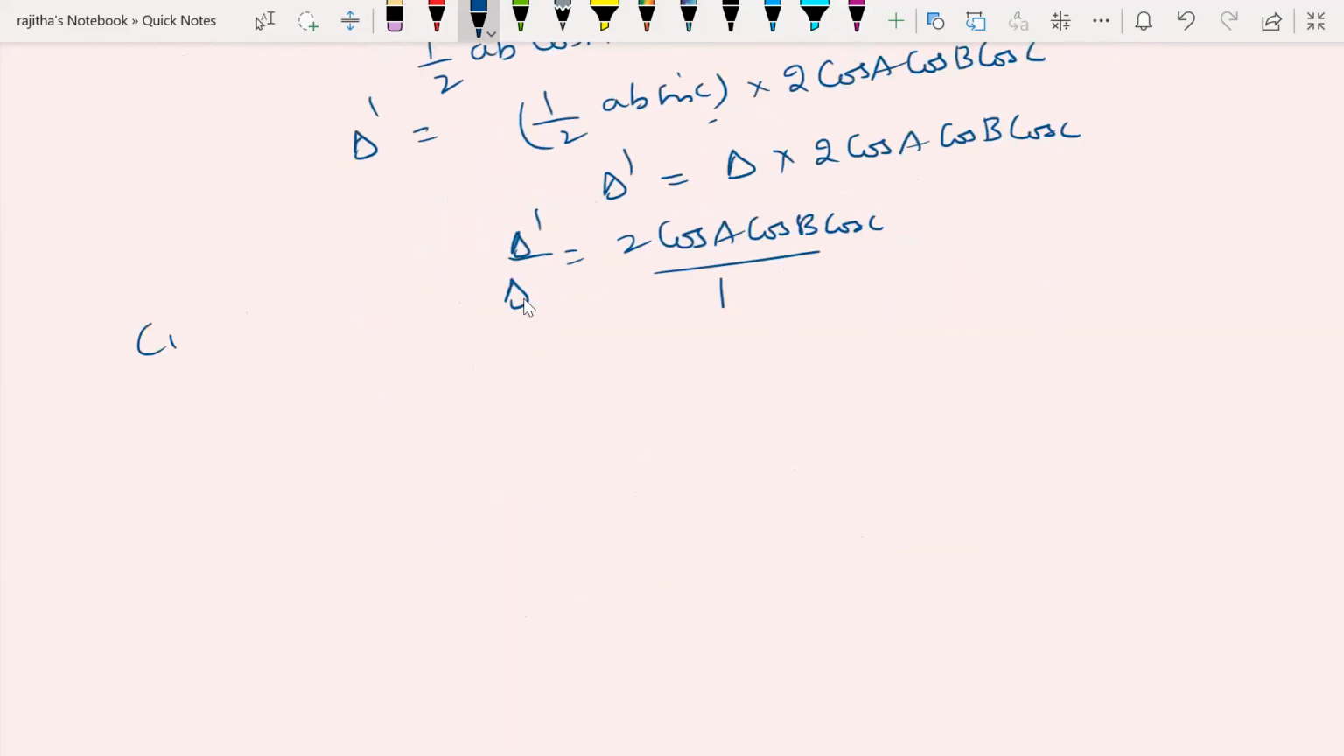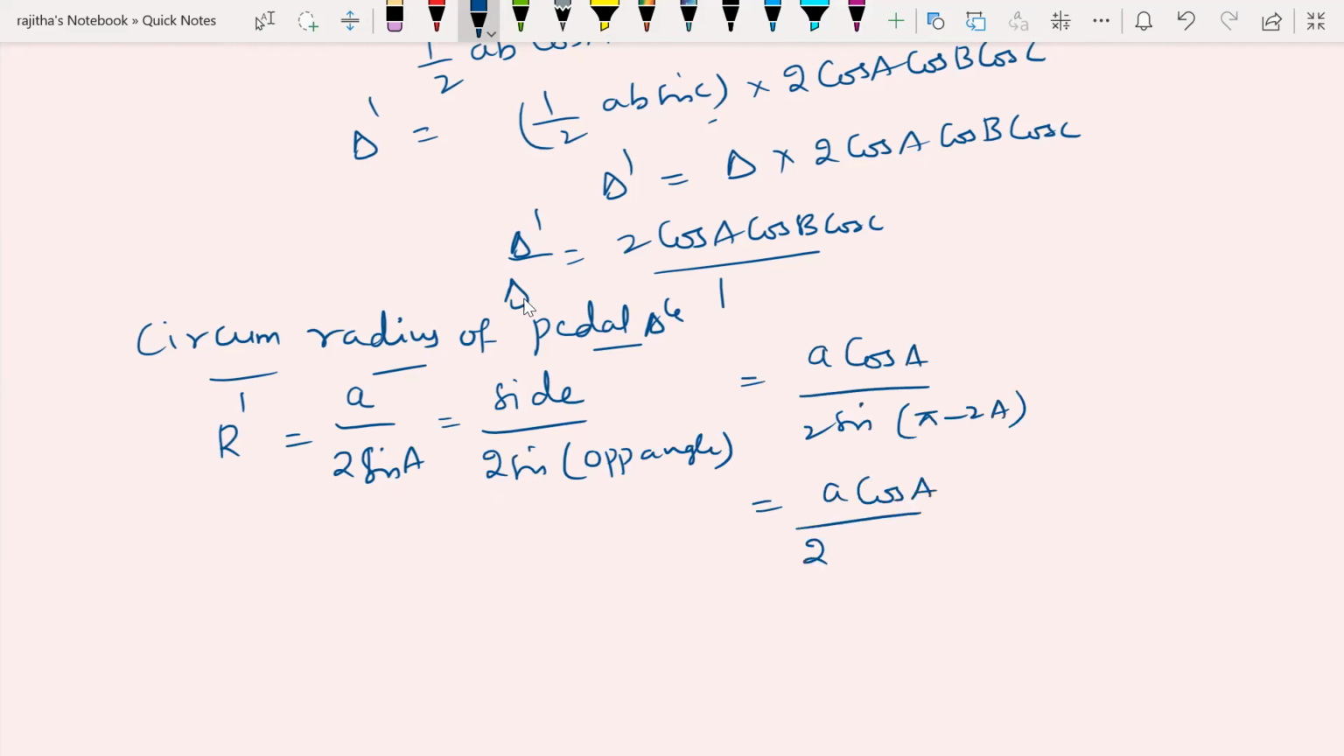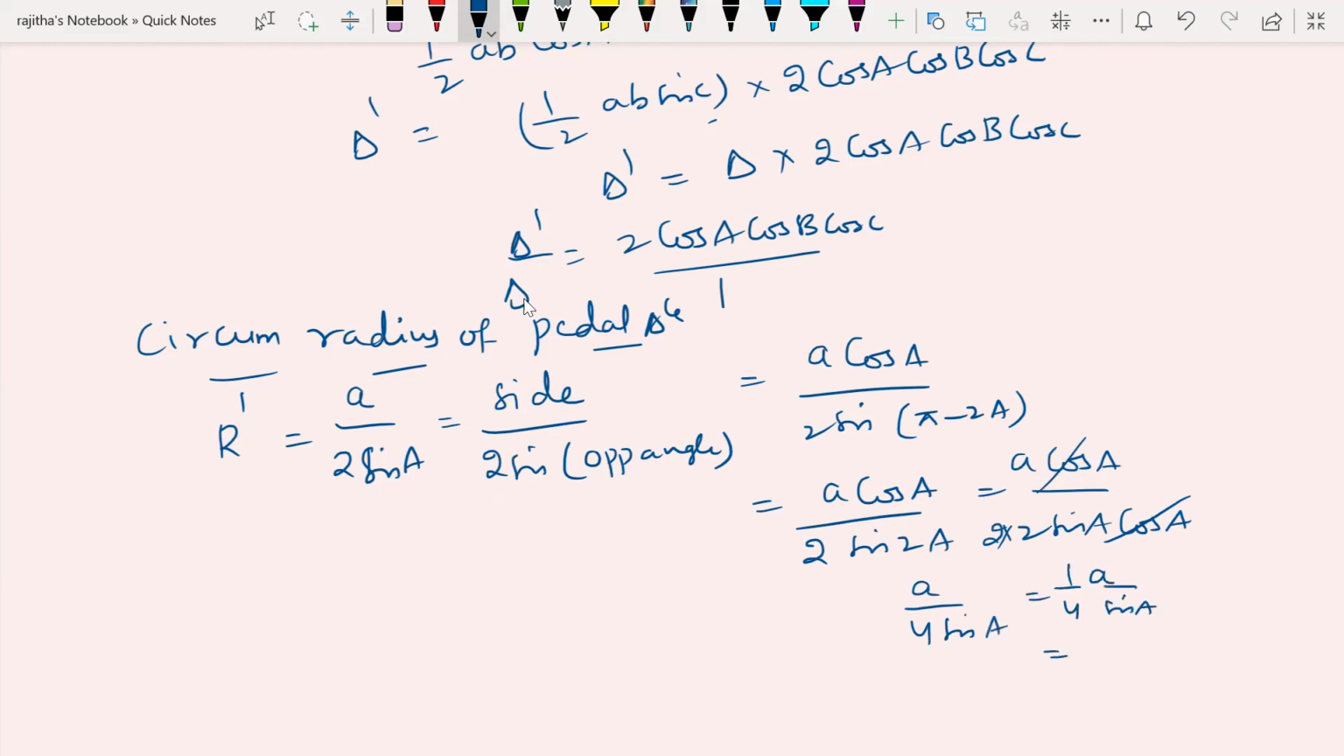So now, the circumradius of a pedal triangle. Circumradius capital R dash is equal to a by 2 sine A, side by 2 sine of the opposite angle. Here the side is a cos A and the opposite angle is 2A. So that is a cos A by 2 sine 2A, a cos A by 2 sine A cos A. Cos A cancels, 2 into 2, a by 4 sine A, that is 1 by 4 into a by sine A.